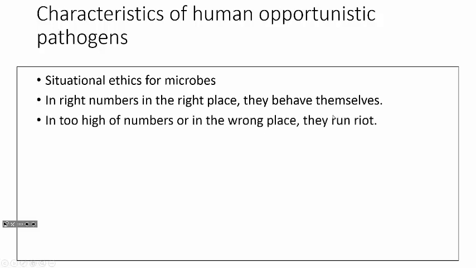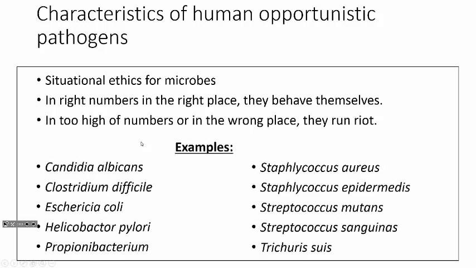But if they get too high of numbers, or if they get into the wrong place, they run riot and cause disease. From our list of microbes that we're studying this semester, which ones are considered opportunistic pathogens? Now, some of these, you may be thinking, what do you mean opportunistic pathogens? They always cause disease. So Clostridium difficile, also known as C. diff, causes severe diarrhea. But we've found that you always have a few C. diff in your intestines.